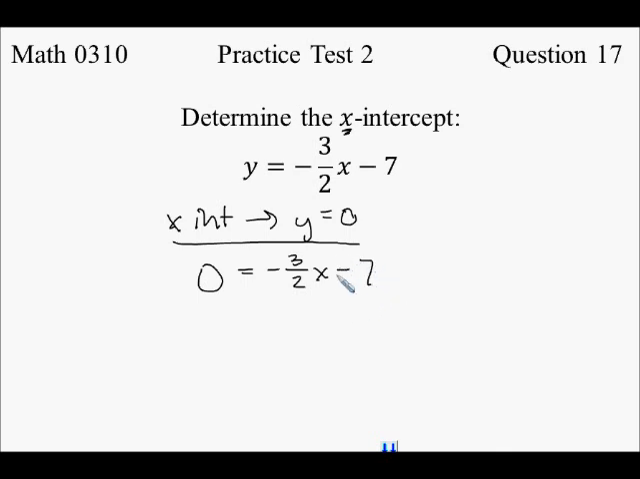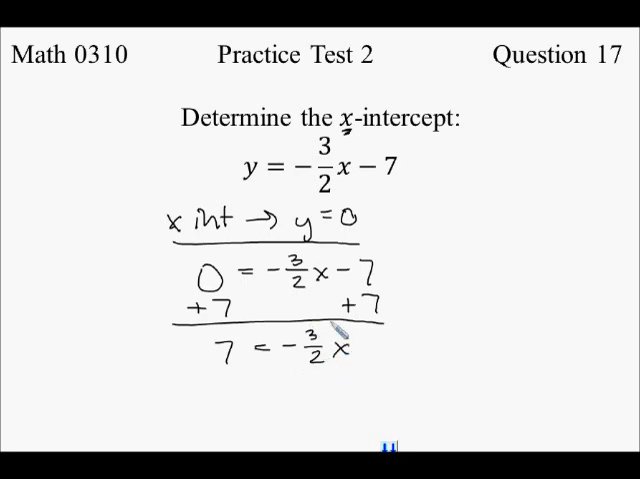So we should get the minus 7 away from the right side. To get rid of minus 7 on the right side, we could add 7. So let's add 7 to both sides. So here we get 7 equals negative 3 over 2x.